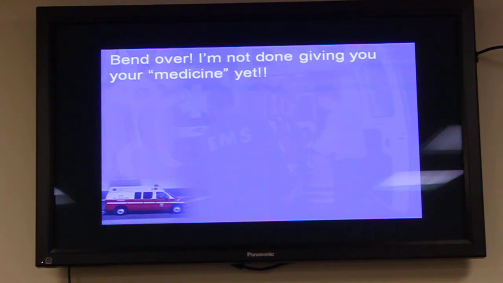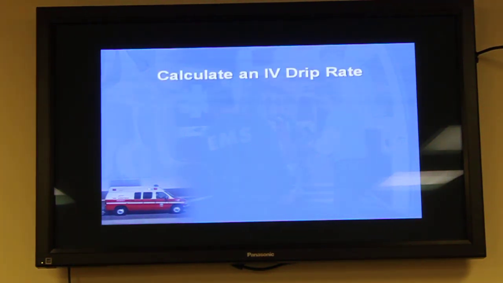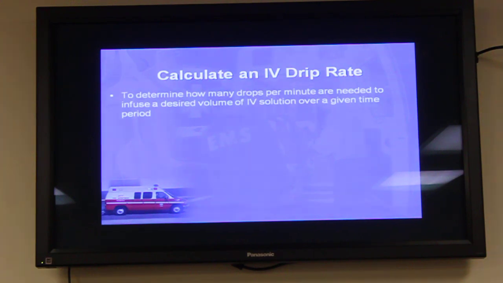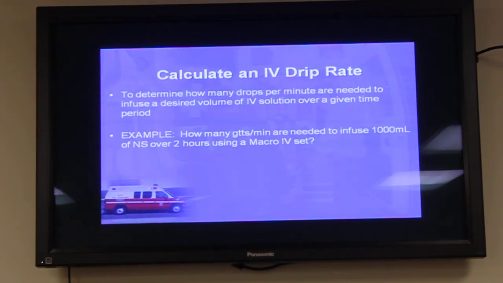Hang on a second, we're not done. I've got to give you some more medicine. Let's go ahead and calculate some IV drip rates. We're going to determine how many drops per minute are needed to infuse a desired volume of an IV solution over a given period of time. So in other words, how many drops per minute are needed to infuse 1,000 milliliters of normal saline over 2 hours using a macro IV set.